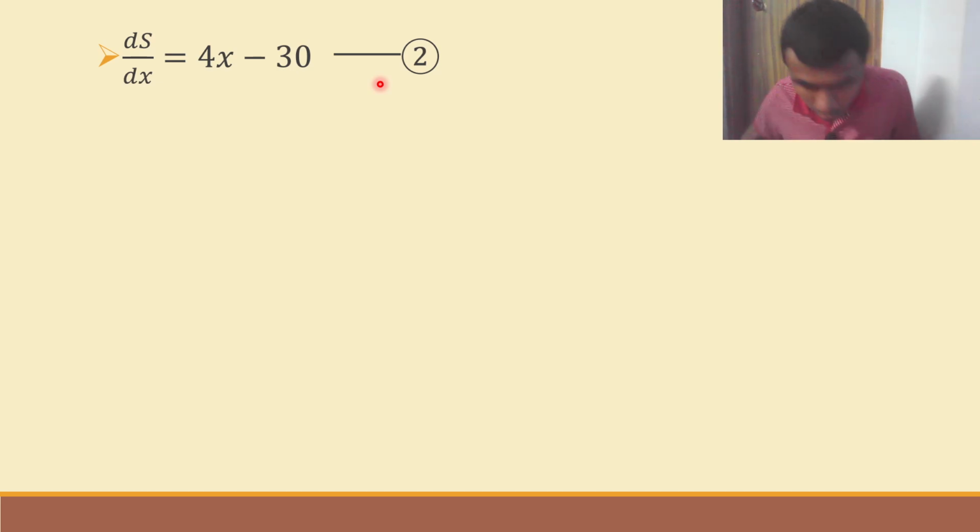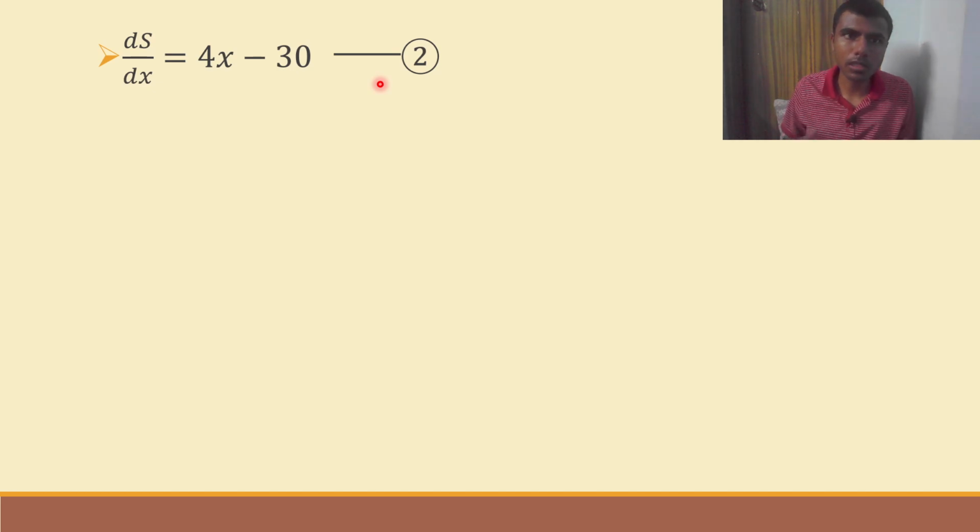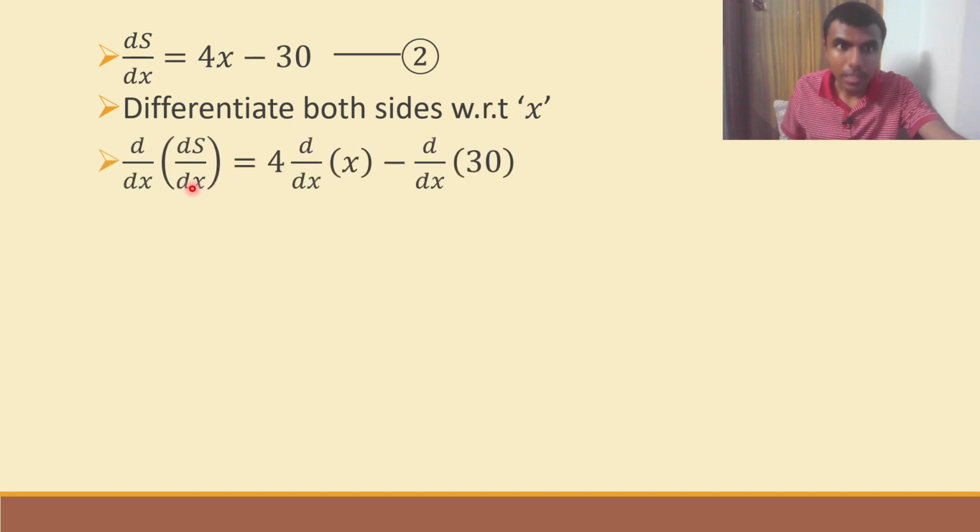Fine. Okay. Now after this, differentiate this equation again, because to check maximum or minimum we need d square s by dx square. Again differentiate this so that I'll get d square s by dx square. Now what is that? See, differentiate both sides with respect to x. d by dx of ds by dx is nothing but, see carefully how I have differentiated it. 4 I kept outside the derivative because it is a constant. So 4 into derivative of x minus derivative of 30. Fine, it's clear how I differentiated.